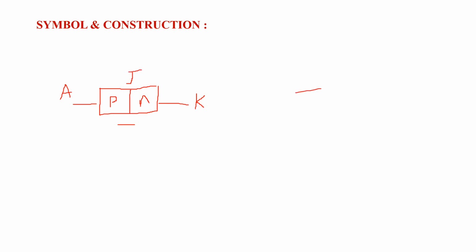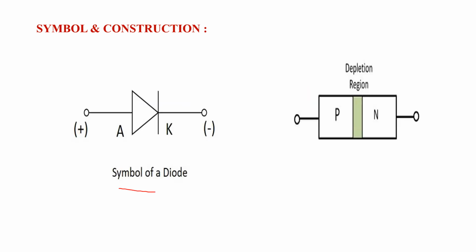Coming to the electrical symbol, this is the electrical symbol for the p-n junction diode. This terminal is the anode and this terminal is the cathode. This is the symbol of the diode and this is the construction. In between the P material and the N material we have the junction J. The terminal connected to the P layer is the anode, and the terminal connected to the N layer is the cathode. Here this is the anode and this is the cathode.